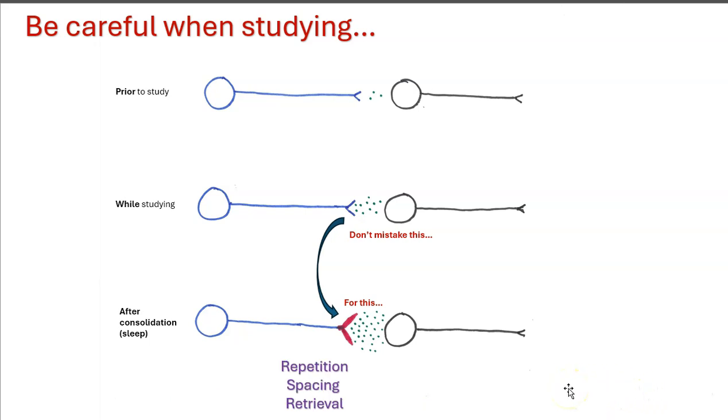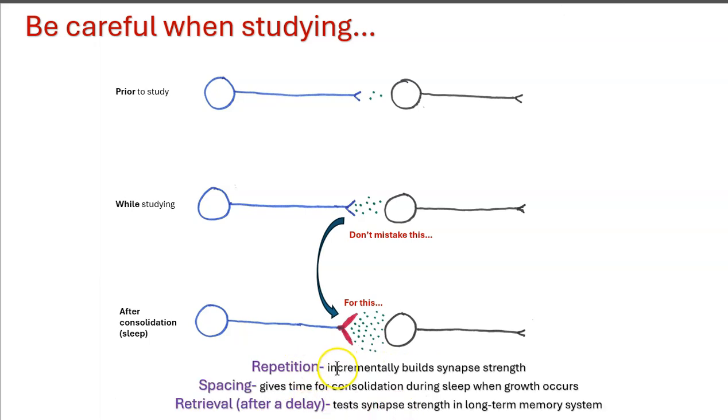So the key to building strong long-term memories is repetition, spacing, and retrieval. Repetition will incrementally build synapse strength. Every time we study the same information, we give the brain a chance to build stronger and stronger synapses. Spacing gives time for consolidation during sleep when the growth occurs. So this is the value of spacing. We're helping our brain do repeated consolidation events during sleep. And that's what's really going to build these strong synapses in our memory traces.